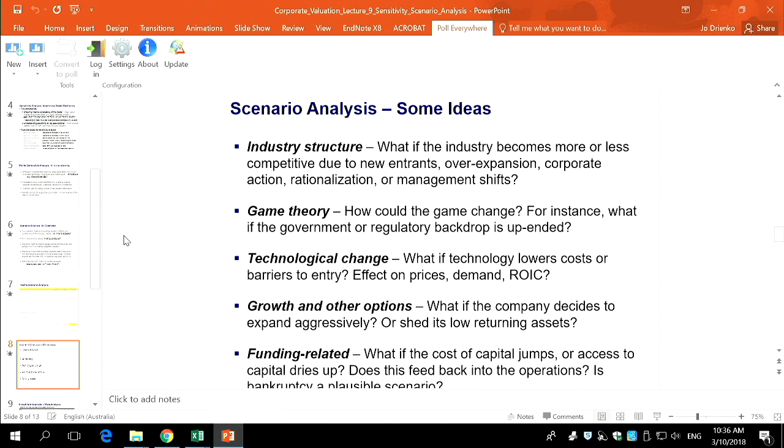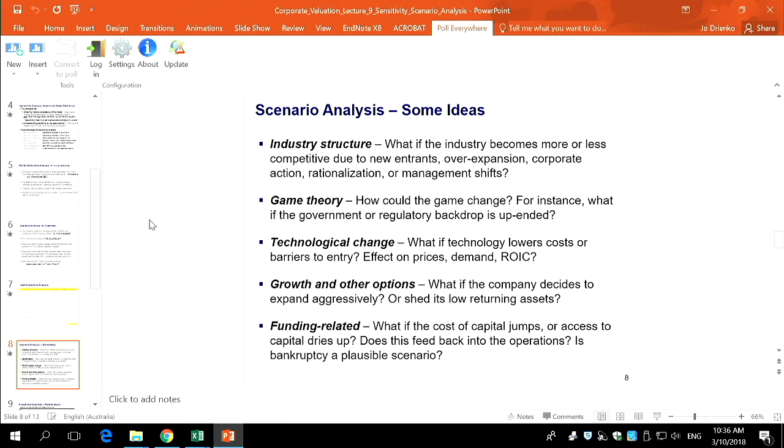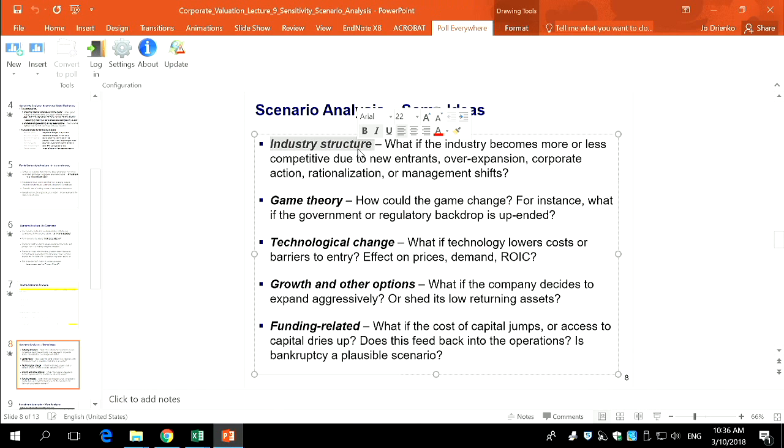Right? So the usual ideas of what scenarios you look at: industry structure is a common one. A new player. It doesn't have to be a new player or a new competitor, but also could be your competitor or yourself, your company expands, and the expansion works or doesn't work. Right? Next, you could have some economics in there, game theory, like if I expand or if my competitor expands, what happens if everybody starts expanding?